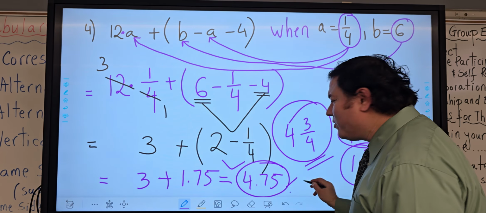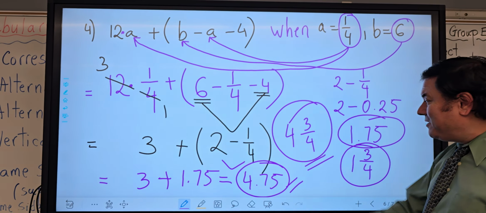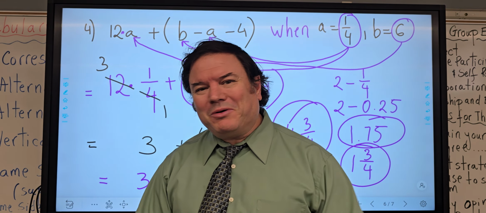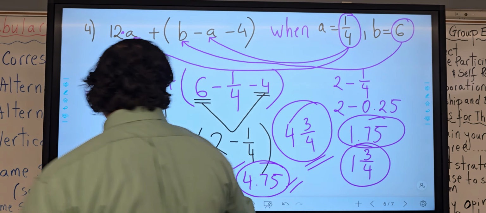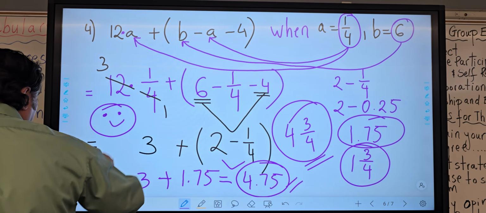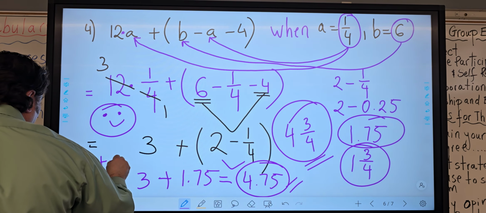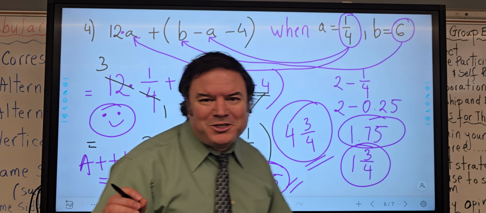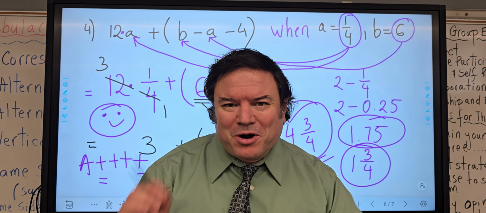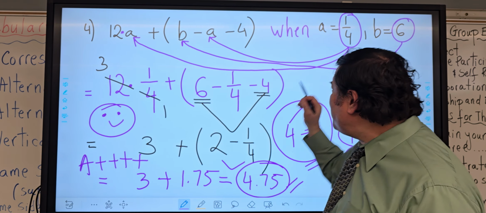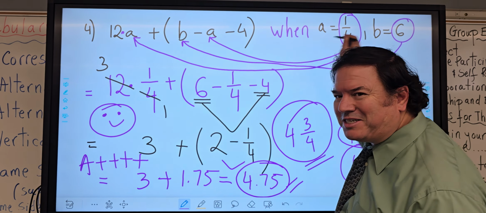Okay? So if you got either 4.75 or 4 and 3/4, you got the right answer. And again, you get a happy face, and A plus, plus, plus, and another plus. Because you guys are pros in evaluating expressions, even if it involves fractions.